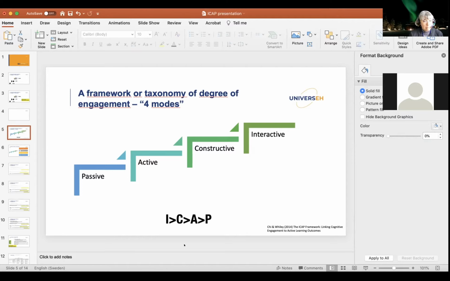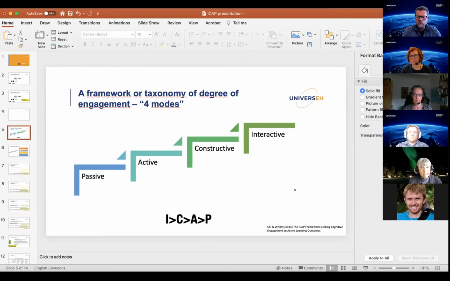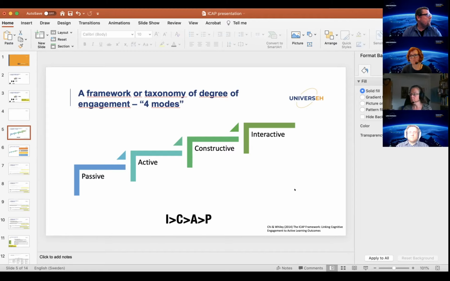of that. But I think that is actually something we could support and help our colleagues to develop a language for what we actually try to achieve when we're talking about active students.